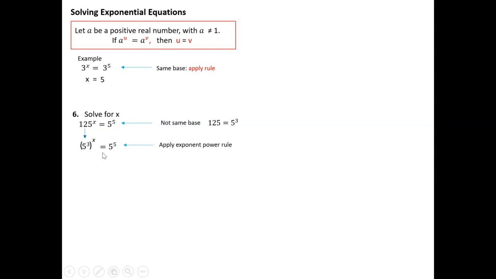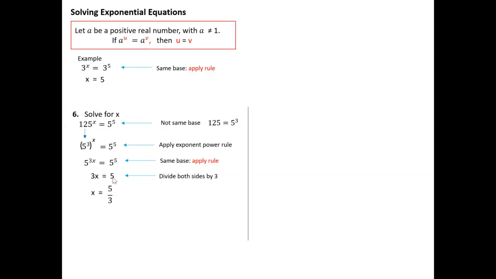So here we're going to apply the exponential power rule, which means when you have a base raised to a power raised to another power, you multiply the powers. So 3 times x will give us 3x. Now we have the same base, right? The base is 5 for both sides of the equal sign. So now we can apply the rule. So 3x equals 5. We divide both sides by 3. So x equals 5 over 3.